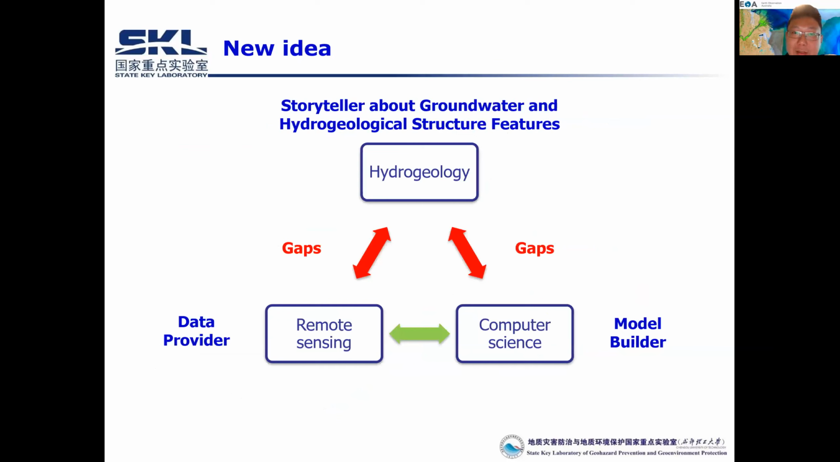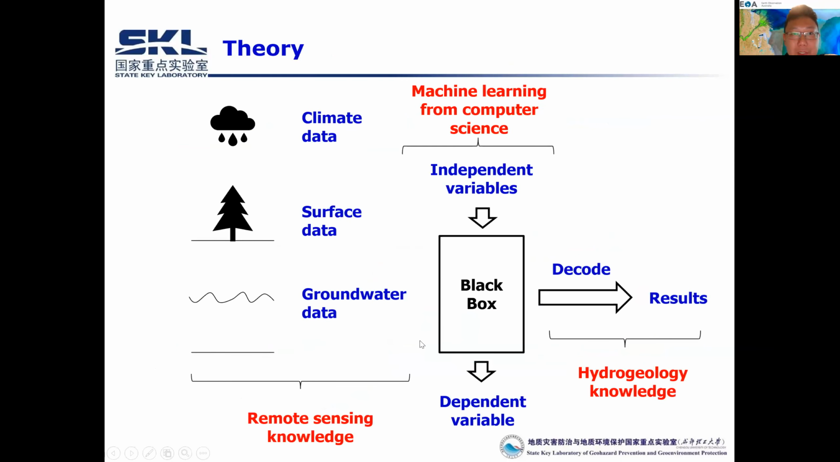So that makes up the new topic of mine. I'm not only considering the groundwater models, but I put a lot of focus on exploring the hydrogeologic structure features. This is the theory of my method. We have remote sensing providing all kinds of data we need. We have rainfall climate data, like rainfall and evaporation. We have surface terrain data, vegetation and soil data, and so on. And we have groundwater data from GRACE and some hydrogeological models.